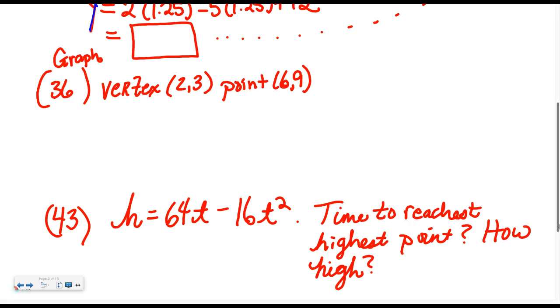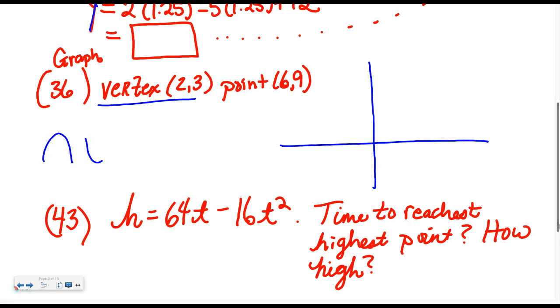This one, it said to graph it. It gave you the vertex. Whenever you need to graph, the vertex is the key. It's either the highest or the lowest point on your graph, because vertexes can only be maxes or mins. So I know that I have either a max or a min up at (2, 3). That's either the highest or the lowest that the parabola gets.